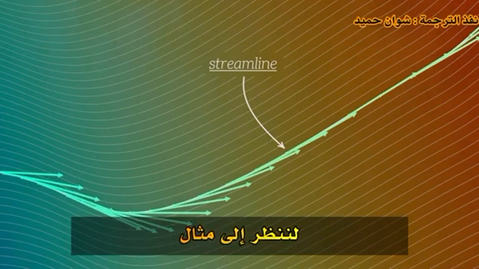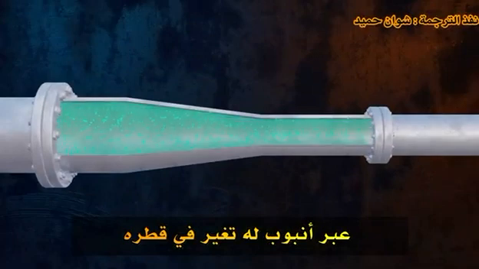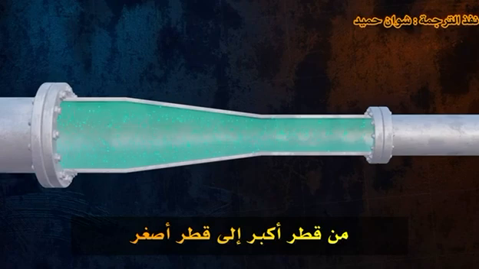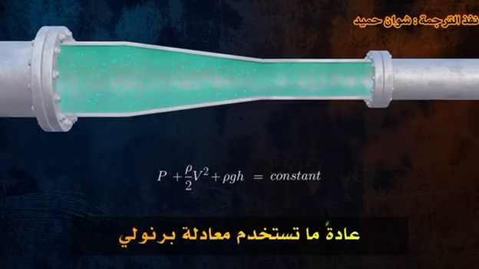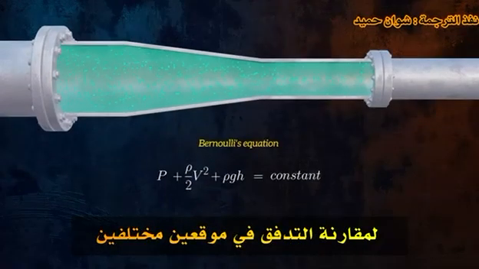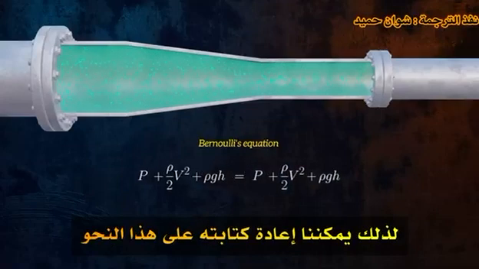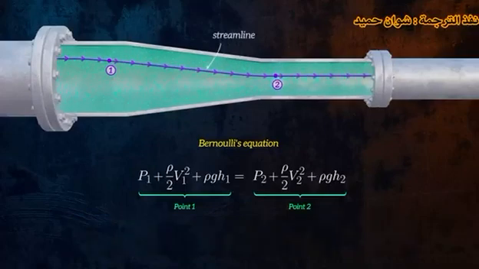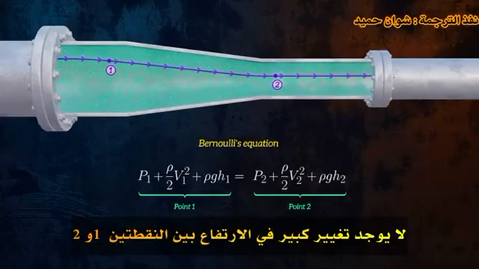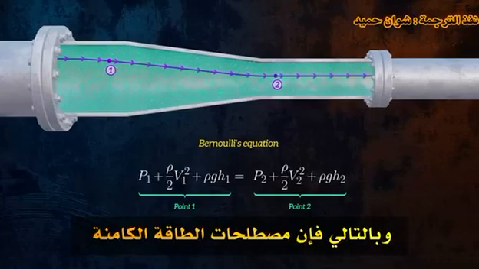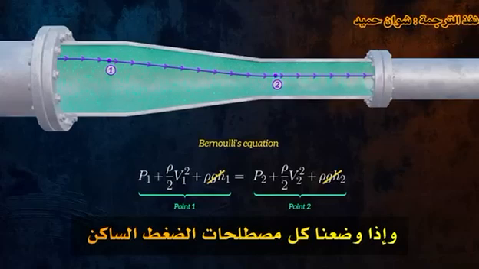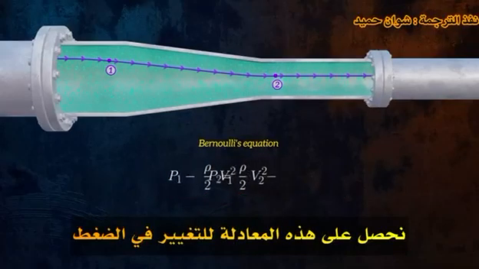Let's look at an example where we apply Bernoulli's equation to flow through a pipe which has a change in diameter. We want to use the equation to see how the pressure changes as the flow passes from the larger to the smaller diameter. Bernoulli's equation is usually used to compare the flow at two different locations, so we can rewrite it like this, with points 1 and 2 both being on the same streamline. There's no significant change in elevation between points 1 and 2, so the potential energy terms cancel each other out. And if we put all of the static pressure terms on one side, we get this equation for the change in pressure.